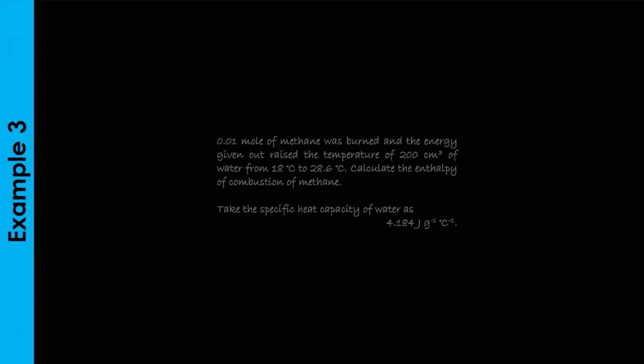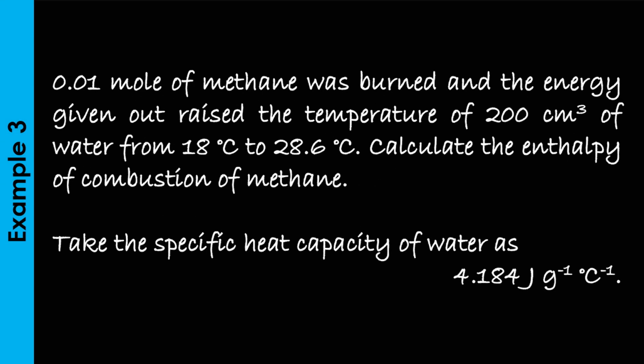Example 3. 0.01 mole of methane was burned, and the energy given out raised the temperature of 200 cm³ of water from 18 degrees Celsius to 28.6 degrees Celsius. Calculate the enthalpy of combustion of methane. Take the specific heat capacity of water as 4.84 joules per gram per degrees Celsius.